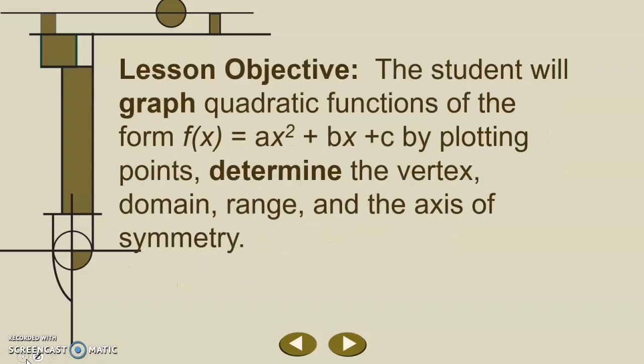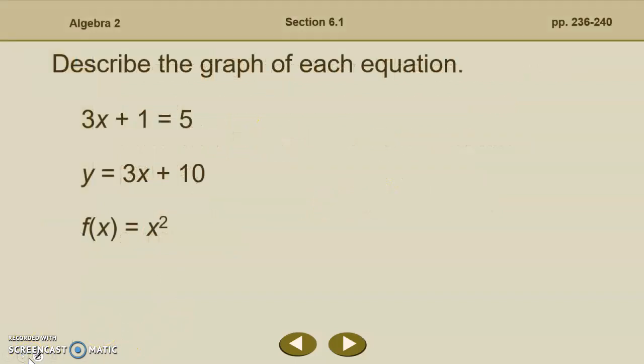Our lesson objective for today is actually twofold. So first, you, the student, will graph quadratic functions of the form f of x equals ax squared plus bx plus c by plotting points, and you'll determine the vertex, the domain, the range, and the axis of symmetry. So this should look very familiar. We worked with this all last chapter when we were solving quadratic equations. Now we're going to graph these same things and we'll find this extra information about those graphs.